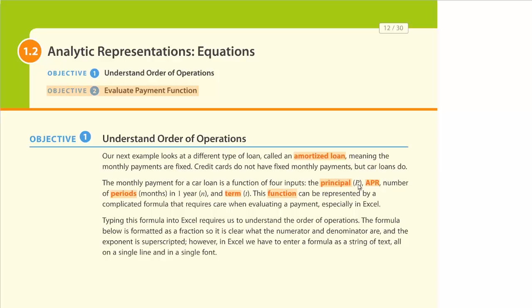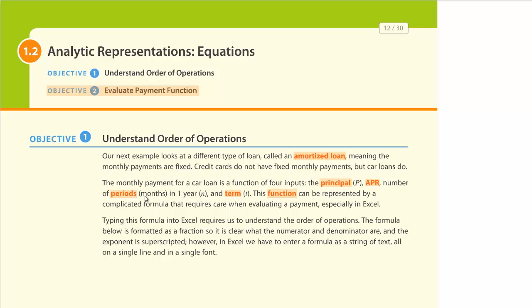So all of these loans have your principal, the amount that you originally borrow, and that's usually designated by a capital P. They have the APR, which is the annual percentage rate. They have the number of periods, and it says here months in 1 year, and that's bad. I don't want you to think of that. The number of periods is just the number of compounds in a year.